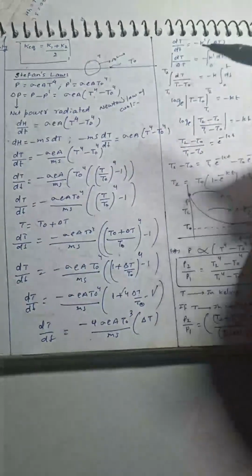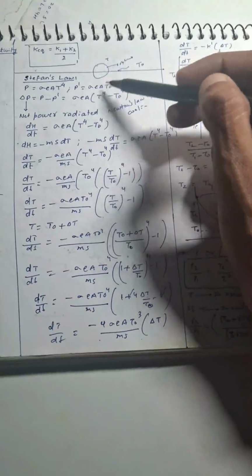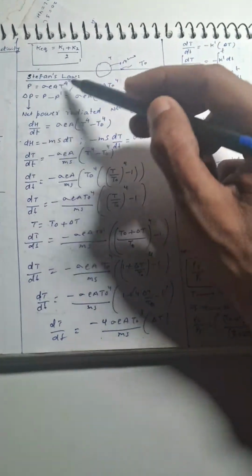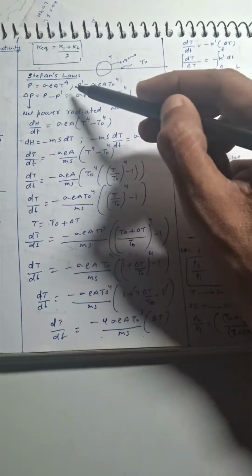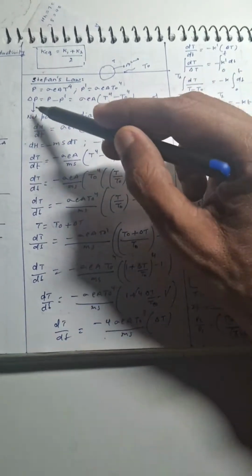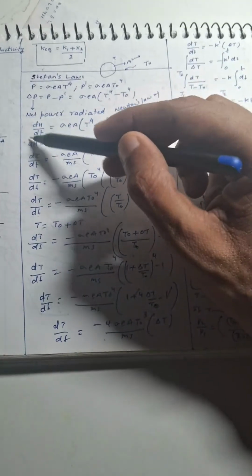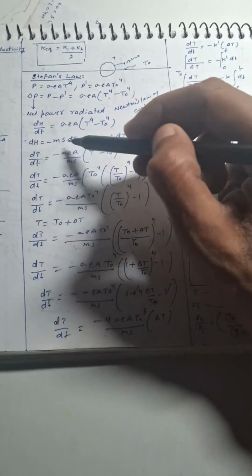Then there is a derivation of Newton's law of cooling. Suppose a body is at a temperature T and the surrounding is at T naught. The body will absorb heat at the rate this and it will release heat at a rate this. So the net power radiated comes out to be this. Now net power radiated can be written as dH by dt. So dH will be minus ms into dT, where dT is the change in temperature.